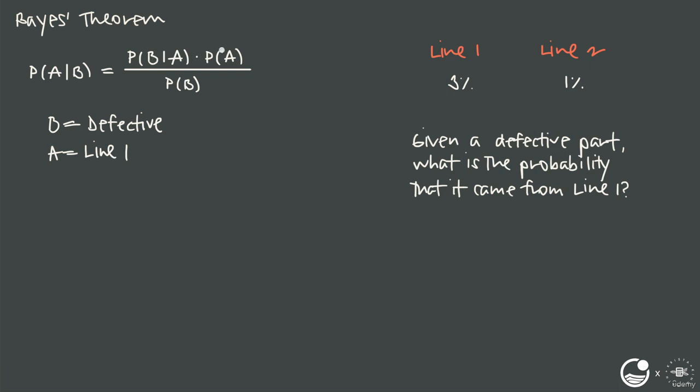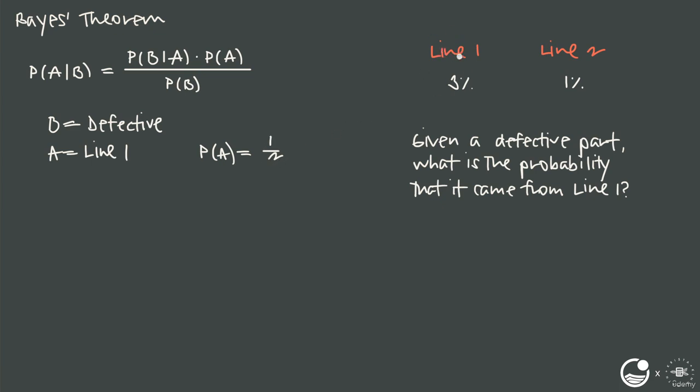Now we need to calculate these three probabilities on the right-hand side of the theorem. So let's start with the probability of event A. So the probability of event A is the probability of the part coming from line 1. Well, let's just say that there's an equal likelihood that we choose a part from line 1 or line 2. So we'll say that this probability is 1/2. Now, this could change. For instance, if line 1 produces 90% of all of the parts and line 2 produces only 10% of all of the parts, then the probability that the part comes from line 1 would be 90% or 9/10.